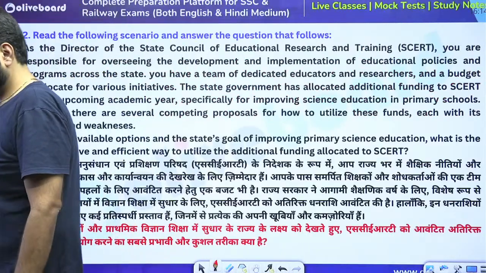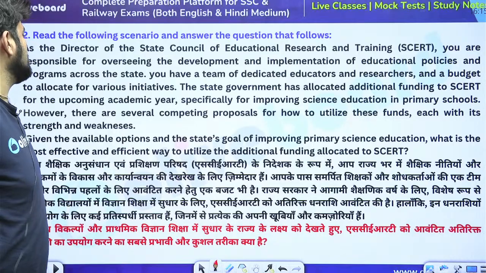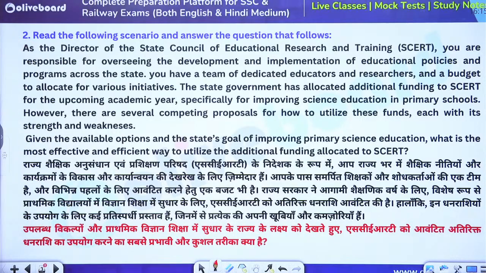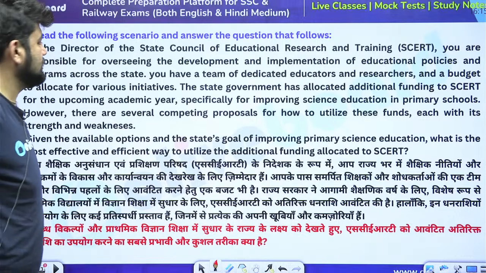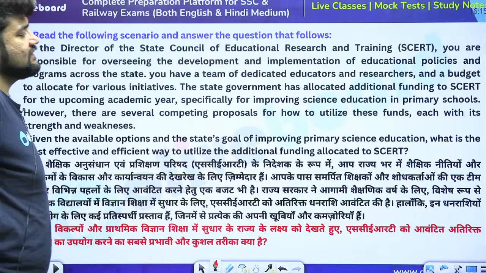Next. Read this carefully. Screenshot, read, or pause and read. As a director of the State Council of Education Research and Training, SCERT, you are responsible for overseeing the development and implementation of educational policies and programs across the state. You have a team of dedicated educators and researchers and a budget to allocate for various initiatives. The state government has allocated additional funding to SCERT for the upcoming academic year, specifically for improving science education.